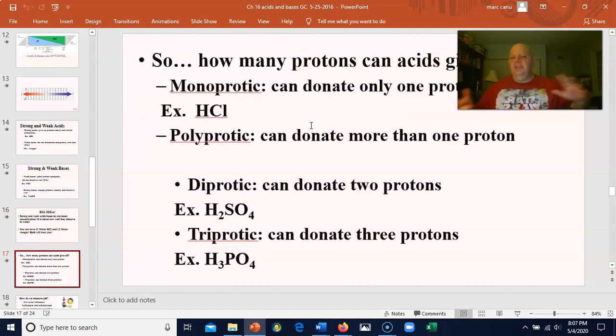So here comes the next thing. If we know that acids can give away hydrogen ions, how many of them can these acids actually give off? Well, it depends on the acid. For example, monoprotic acids can only donate one proton, like HCl, your stomach acid. Polyprotic acids can donate more than one proton. So there's diprotic, which can donate two protons, like H2SO4, which is sulfuric acid. Again, that's nasty stuff, not fun to work with. But the next one, triprotic, can donate 3 protons.